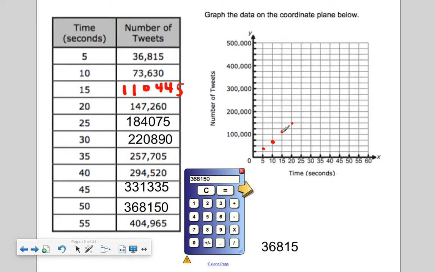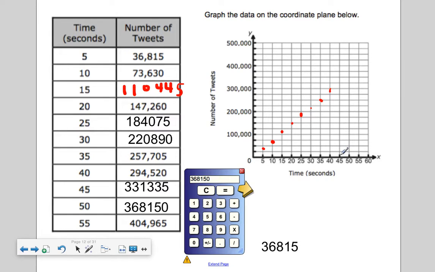It is changing the same amount for every 5 seconds. The same rate. So 25 seconds is 184,000. That would be somewhere right here. In 30 seconds, about 220,000. That would be somewhere right here. In 35 seconds is 257,000. That would be somewhere right here. In 40 seconds, about 294,000. That's close to 300,000, a little less.